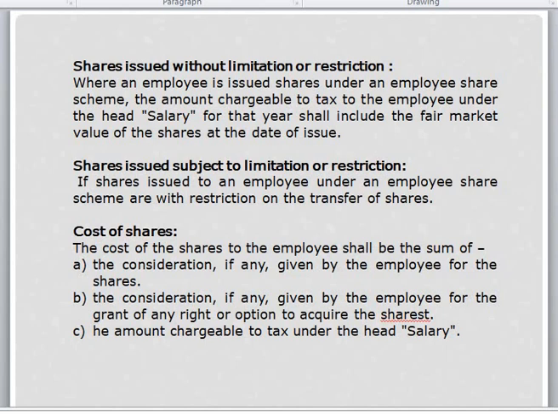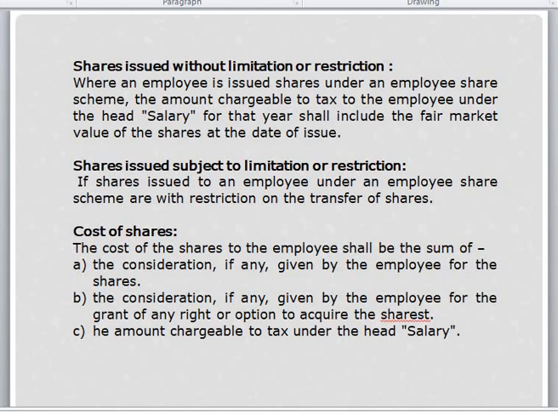And the B point is the consideration. The amount chargeable to tax to the employee shall be the fair market value of the share at the time the employee has a free right to transfer the shares or disposes of the shares, reduced by the consideration given by the employee for the share, including any amount given for the grant of the right and option of acquired shares. Next one is the cost of share.